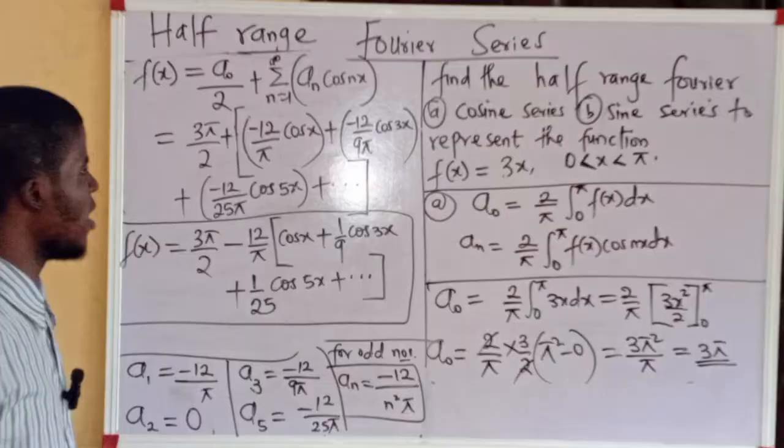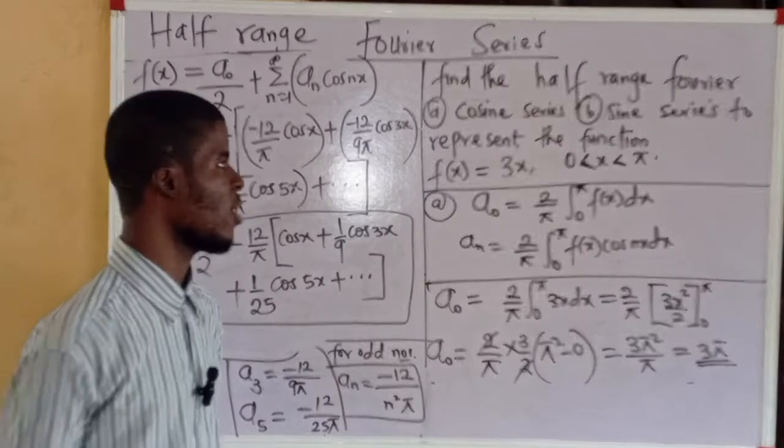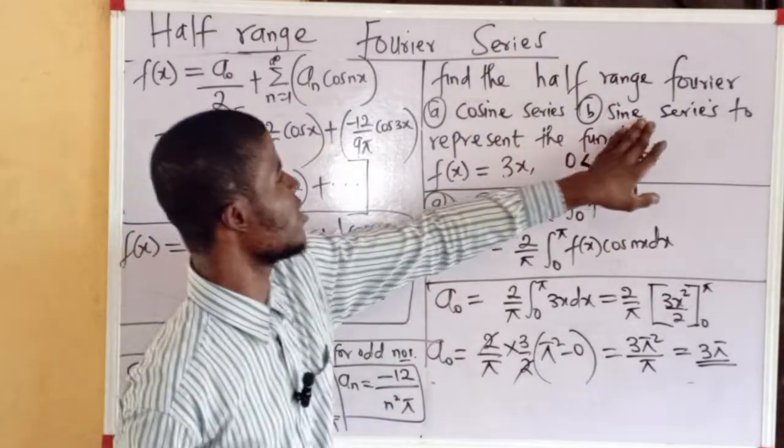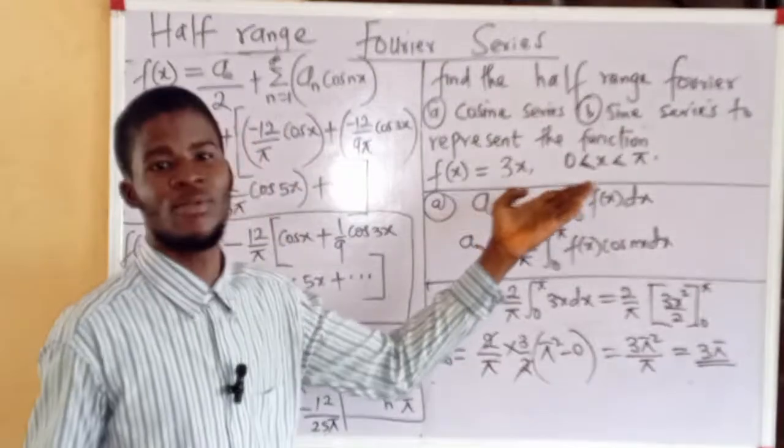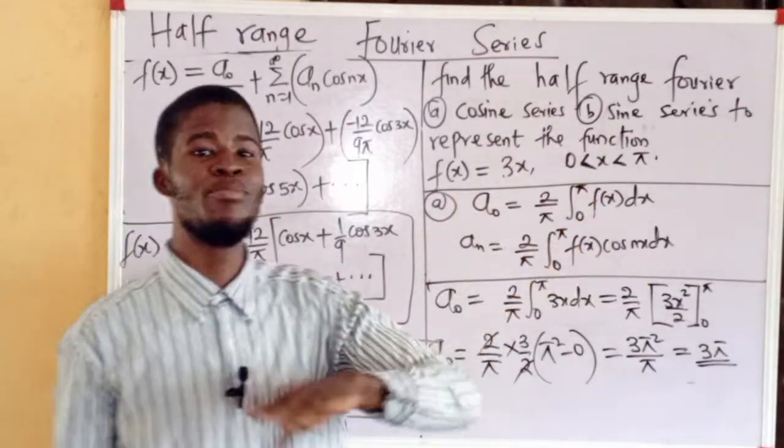So let us go ahead now to determine the half-range Fourier sine series of this same function. This time around, we only need b sub n.